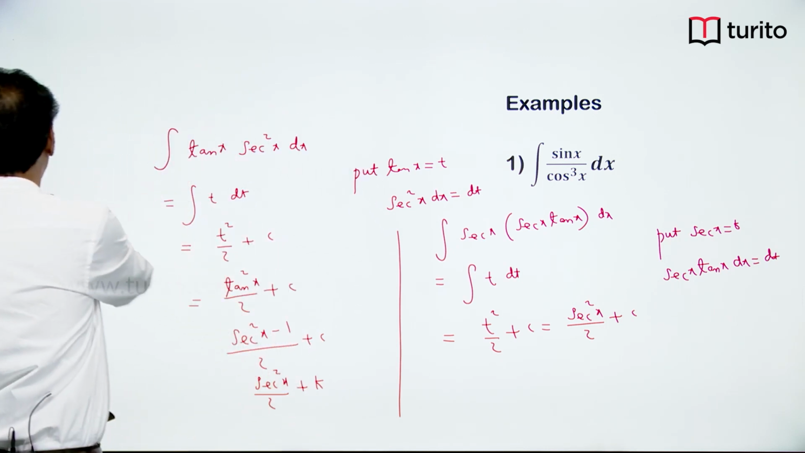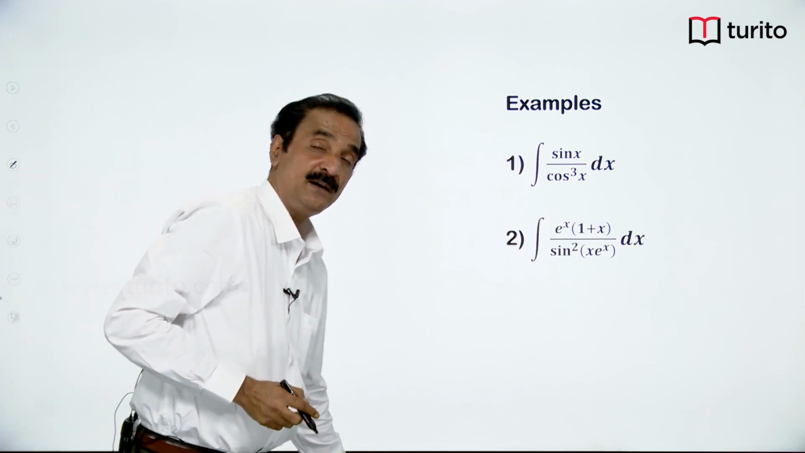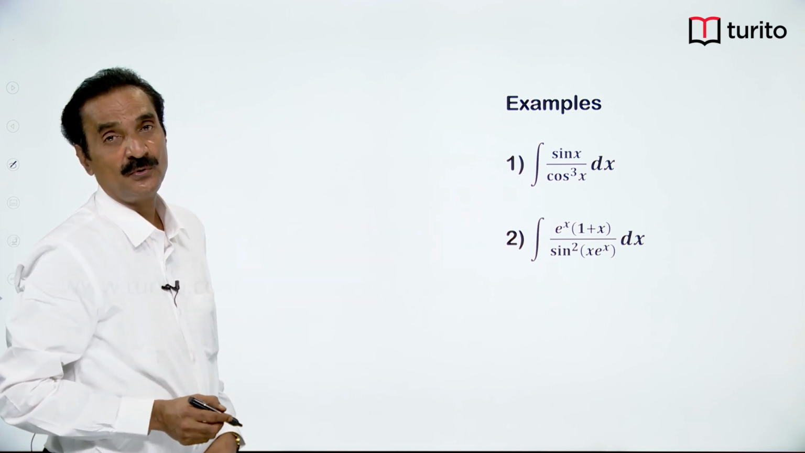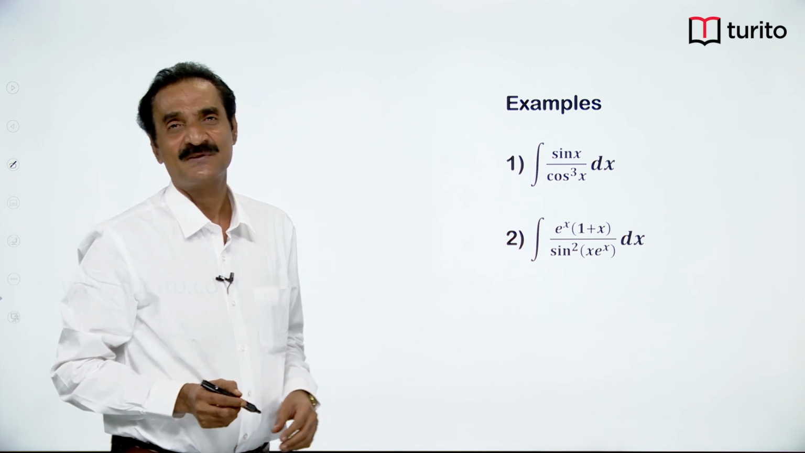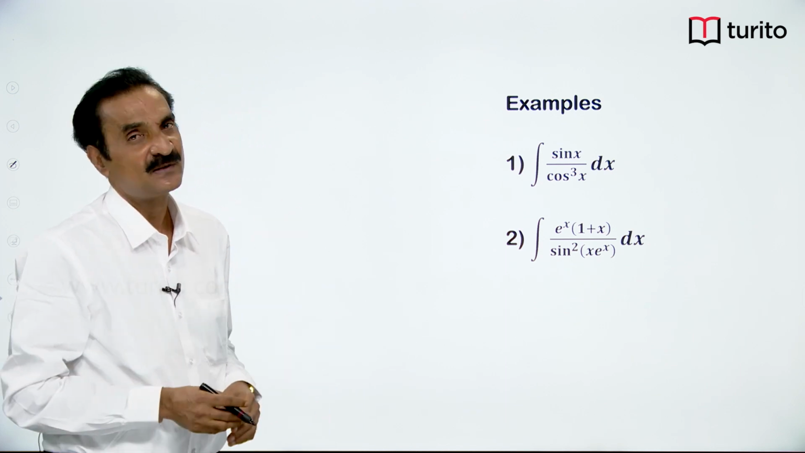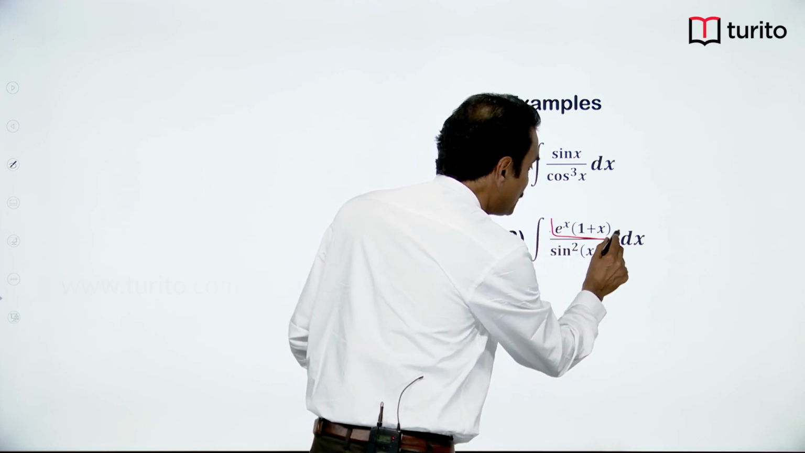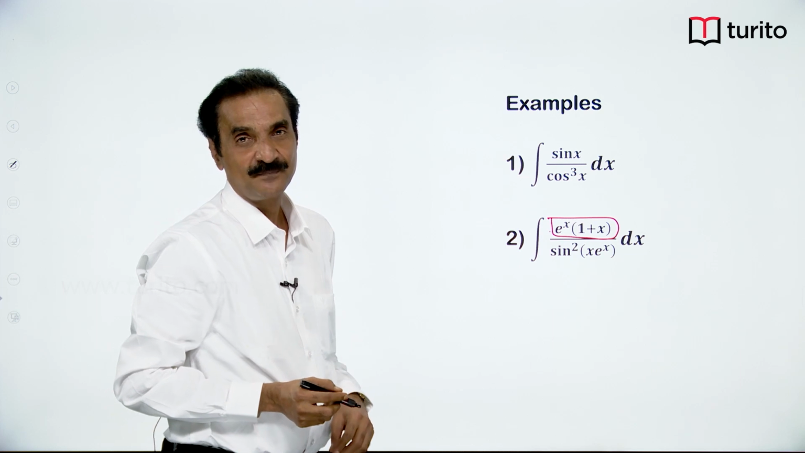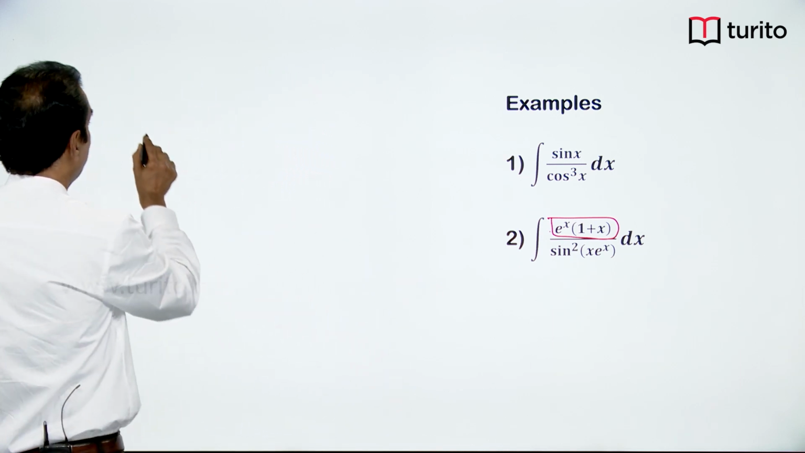Next example, integral e power x into 1 plus x upon sine square x e power x. Easily you can identify the substitution. This e power x into 1 plus x is the derivative of x e power x. Okay. So, put x e power x is equal to t.